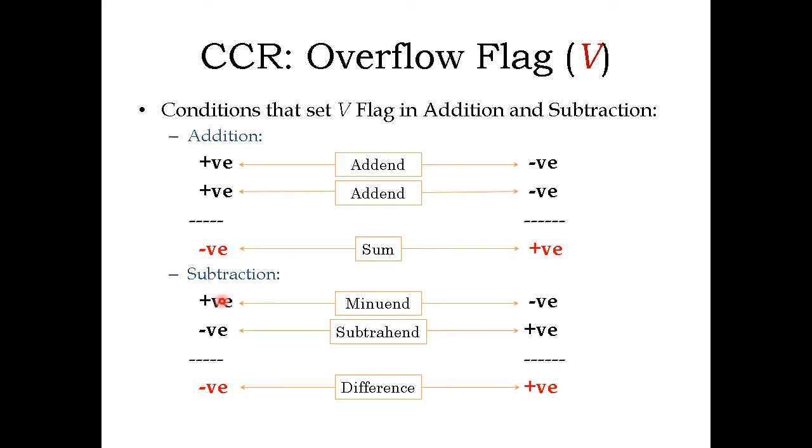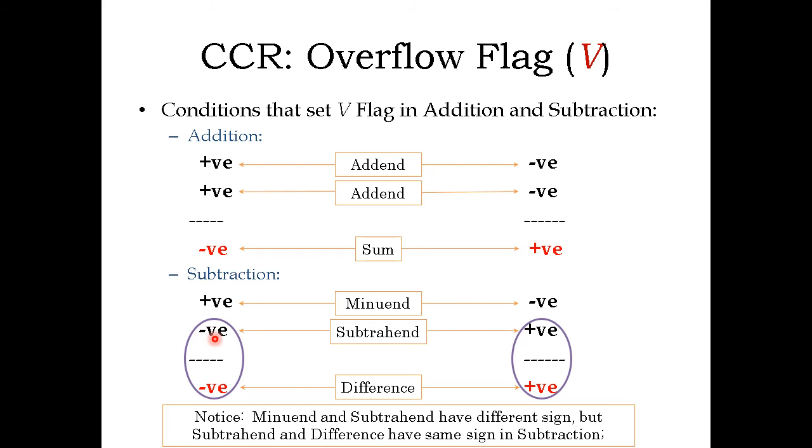Let's check the subtraction. In case of subtraction, look at these two numbers. You know the first number is called minuend, right? And the second number is called subtrahend. Now you see here, the minuend and subtrahend have different signs, right? One is positive, another one is negative. But subtrahend and the difference have the same sign. So this is the case when your V flag is set in case of subtraction. That means your minuend and subtrahend have different signs, but the subtrahend and the difference have the same sign.